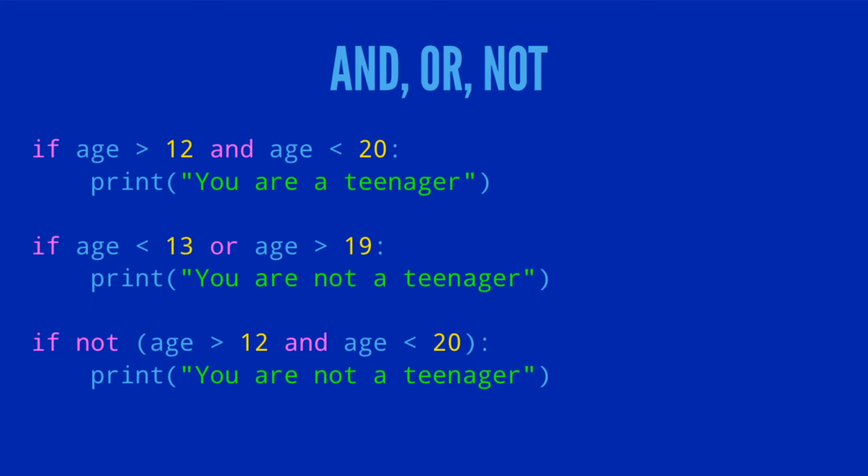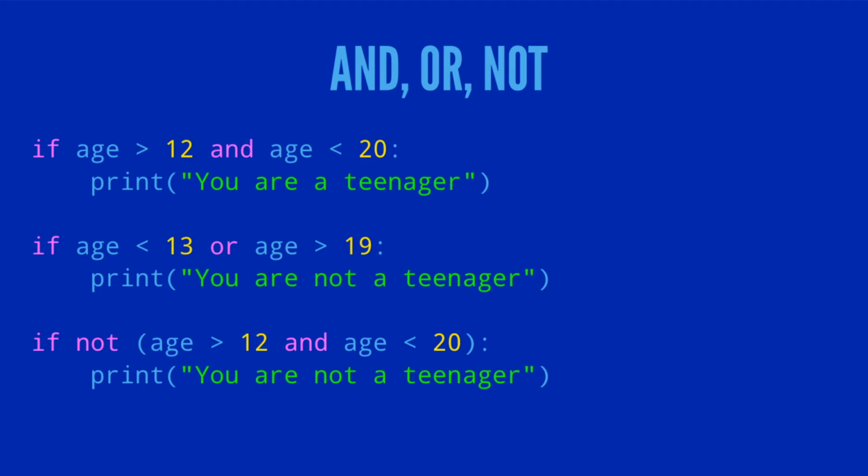Then we had our and, or, nots. So we've got if age is greater than 12 and age is less than 20, it's going to print you are a teenager, but both of these conditions need to be true before the you are a teenager will be printed. So if only the age was greater than 12, but the age was not less than 20, then it wouldn't print it. So for this to happen, you need both conditions to be satisfied.